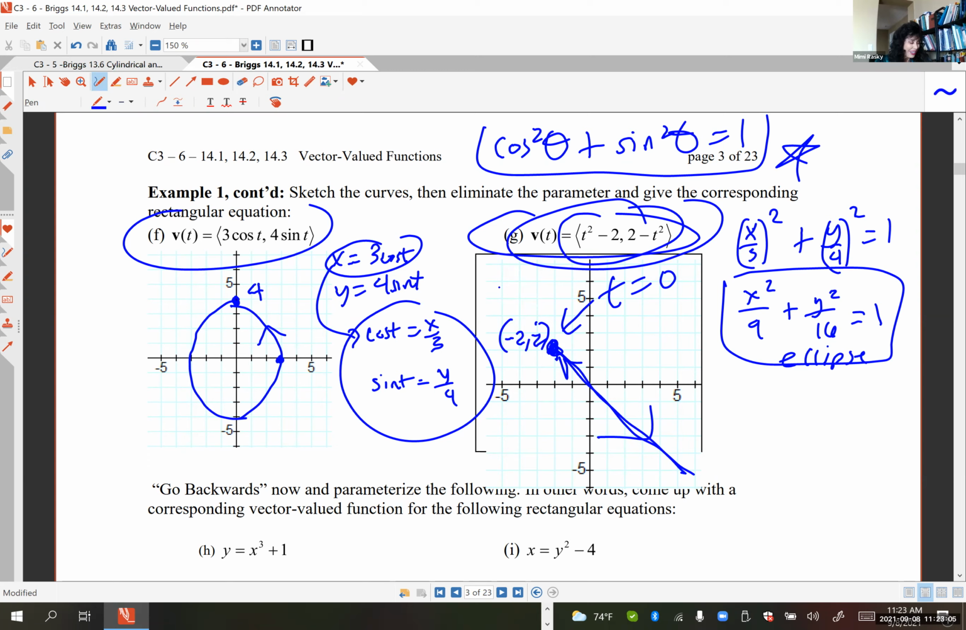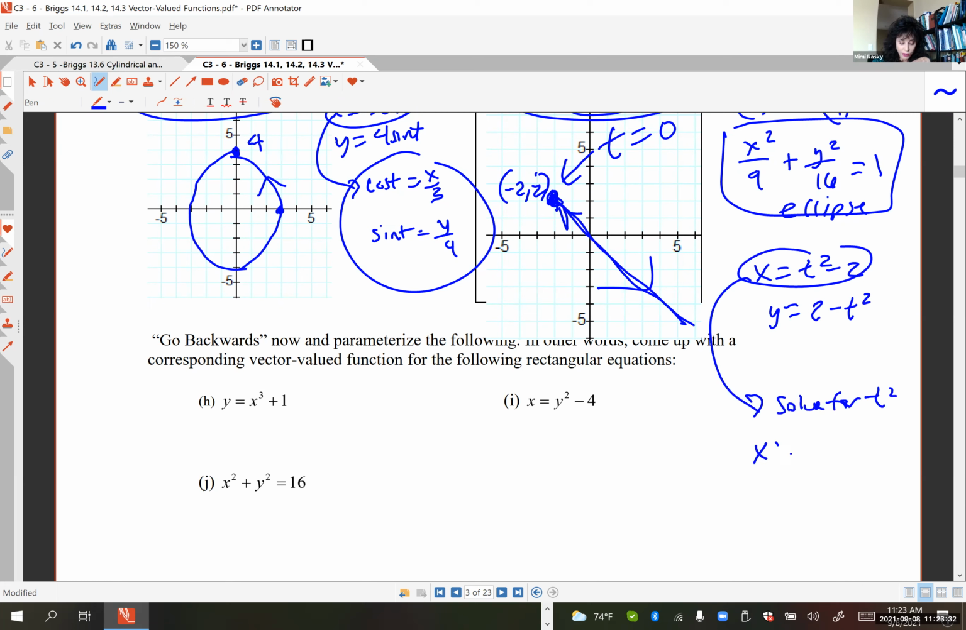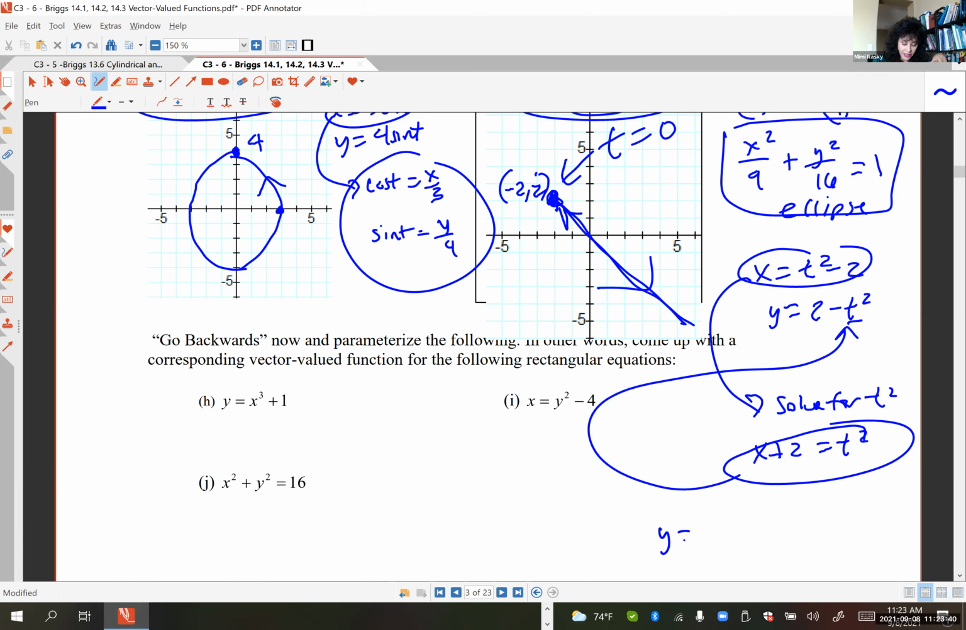Pretty cool, huh? How do you eliminate the parameter? Okay, first write down the equations, the parametric equations, essentially. Now you can solve for t and then plug that into the other equation. But I want to make this really easy on myself. I'm noticing that both equations have a t squared in them. So how about instead of solving for t, I just solve for t squared. Let's make this really easy. So when I solve for t squared with the x equation, I get t squared is equal to x plus 2. And then I'm going to substitute that in place of the t squared for the y equation.